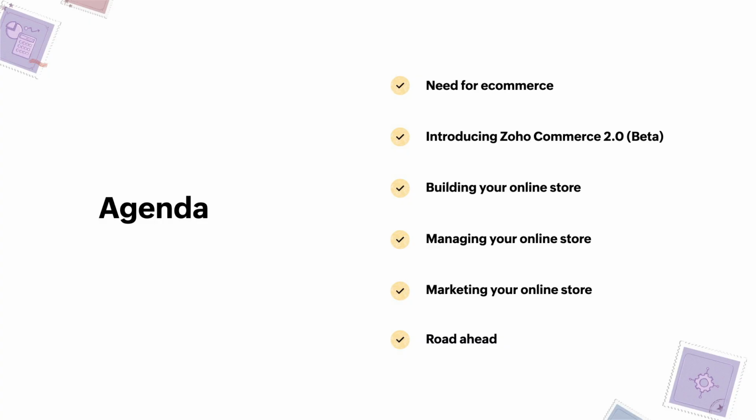The agenda for today's session is that we would be looking at why you need to be online, and then we'll look at Zoho Commerce, a quick introduction about it. And then for any e-commerce business, we'll be looking into how you can build your website, manage your operations, and how you can market. It will be divided into these three parts, and that's how we'll be showing you all the functionalities and features that we have with Zoho Commerce. And then we'll also look at the roadmap that we have for this product.